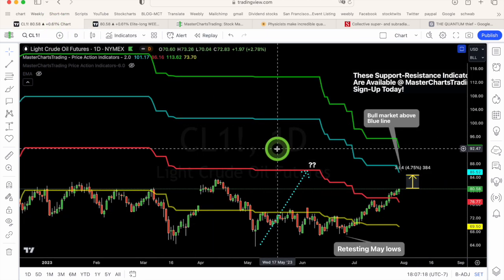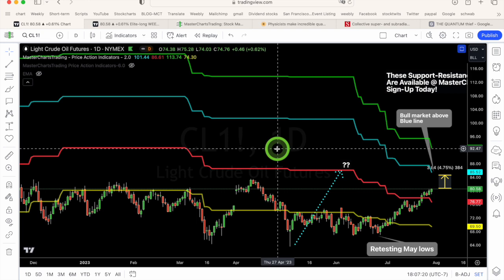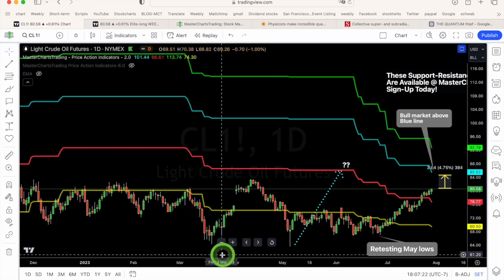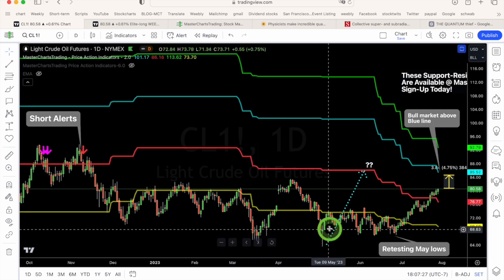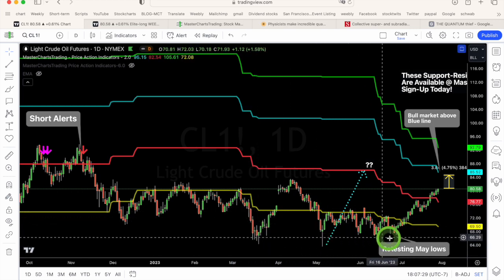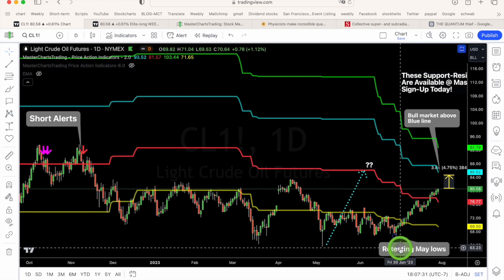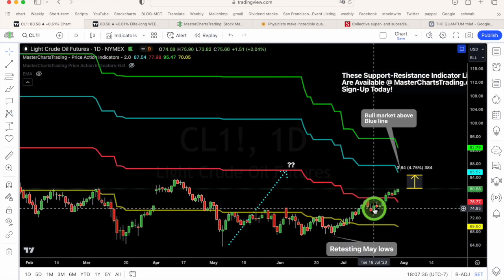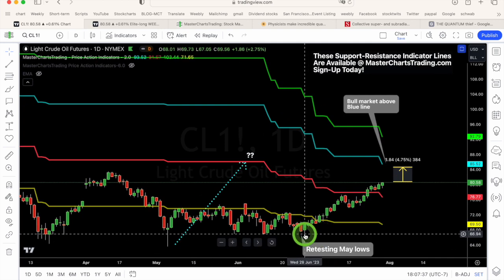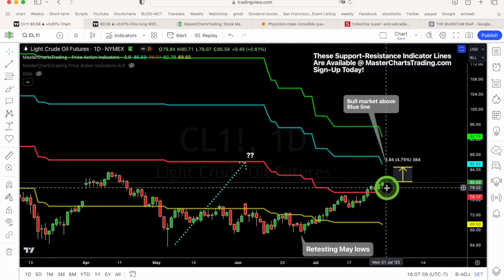Looking at the daily chart, I looked at the same chart and I was like, this is showing signs of resilience. We're trying to get below and we just can't. So notice the same price action. It retested May lows and then rallied. So right now we're bouncing. In fact, we bounced for the past few weeks. Notice this pretty significant move higher.